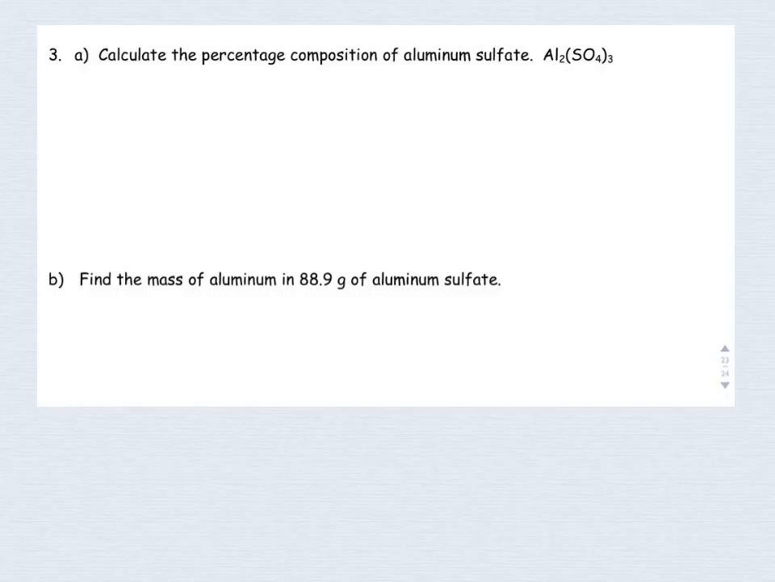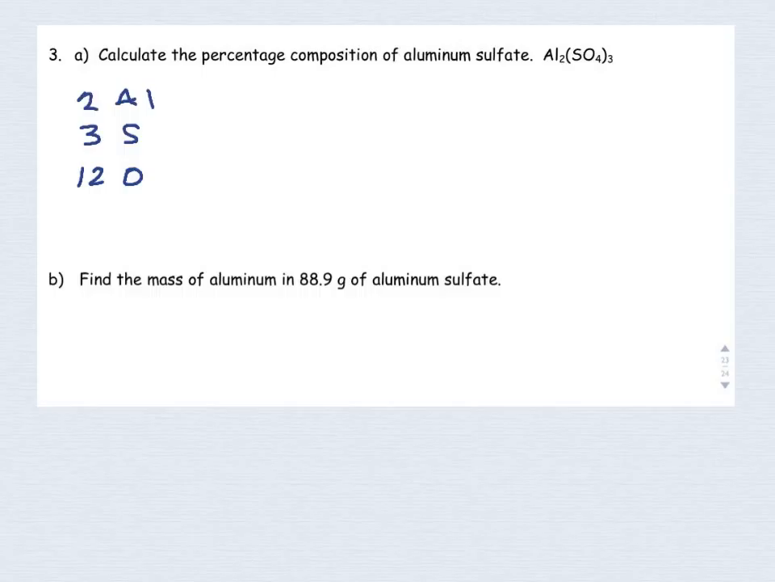Question 3, there's a 2-parter. It says, calculate the percent composition of aluminum sulfate. The first thing you might be asked to do in a question like this is to actually figure out the chemical formula, but that was already given. So there's 2 aluminum atoms, there's 3 sulfur atoms, and there's 12 oxygen atoms.